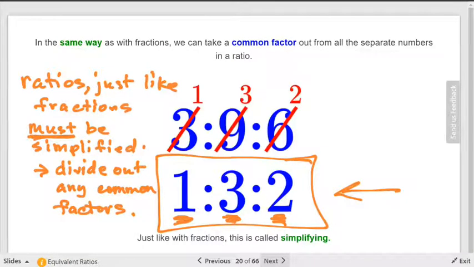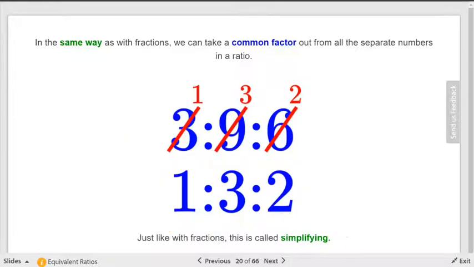Now, did I show you the upside down division thing? No? Okay. Well, we'll deal with it later then. All right.